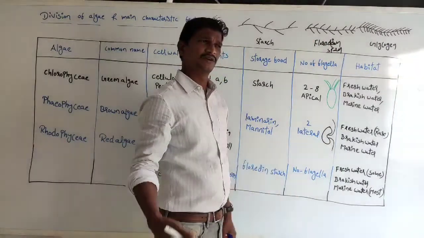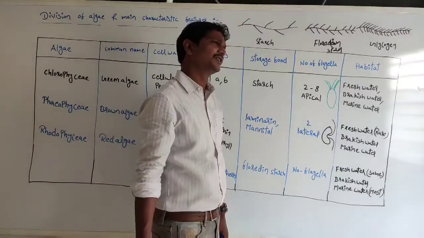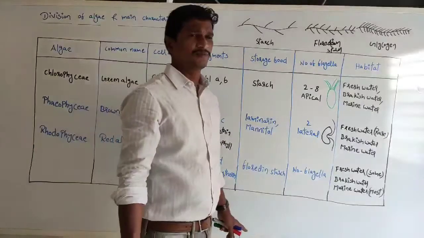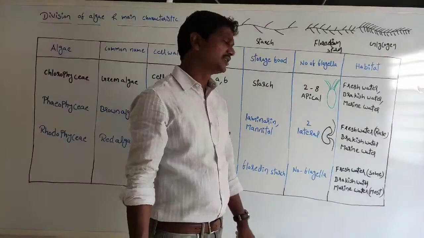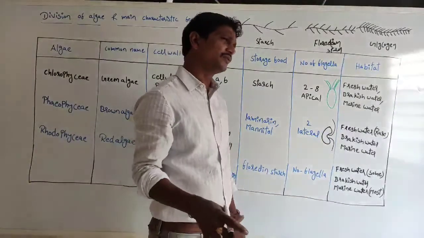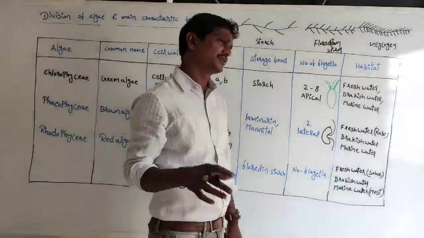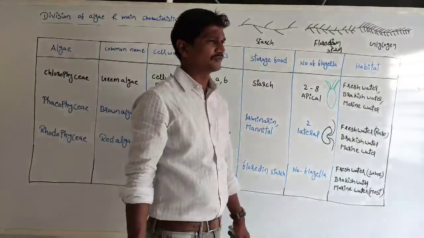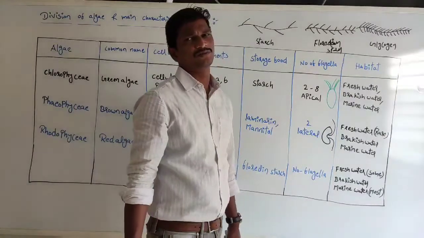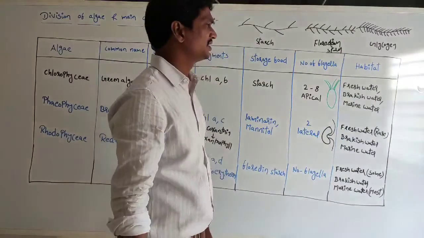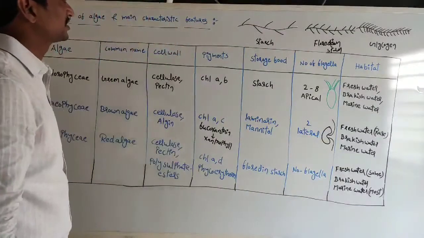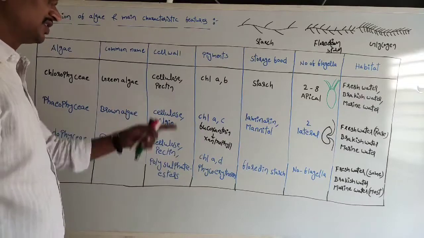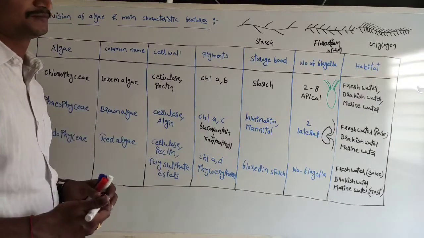Here, remember, flagella are completely absent in red algae. Within the red algae, flagella are completely absent. Very few are grown in fresh water, meaning some grow in fresh water and some in brackish water, but mostly they grow in marine water. That is about the total characteristic features of the algae, and these are the main characteristic features.